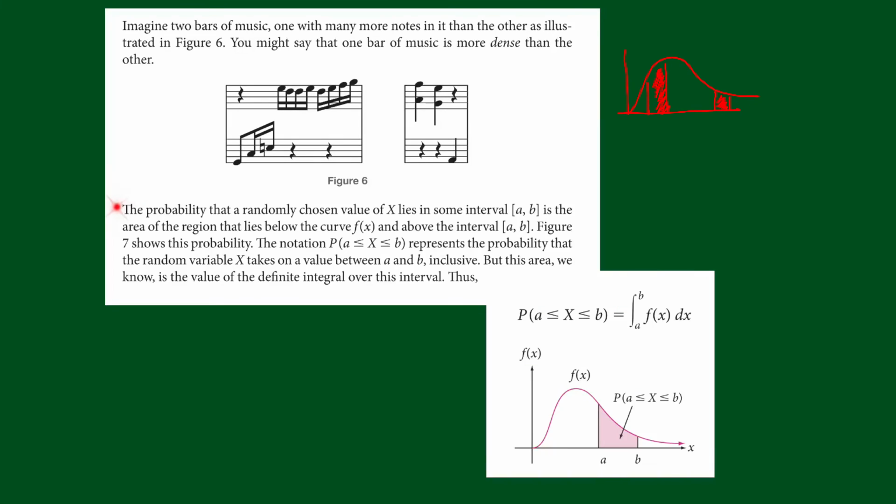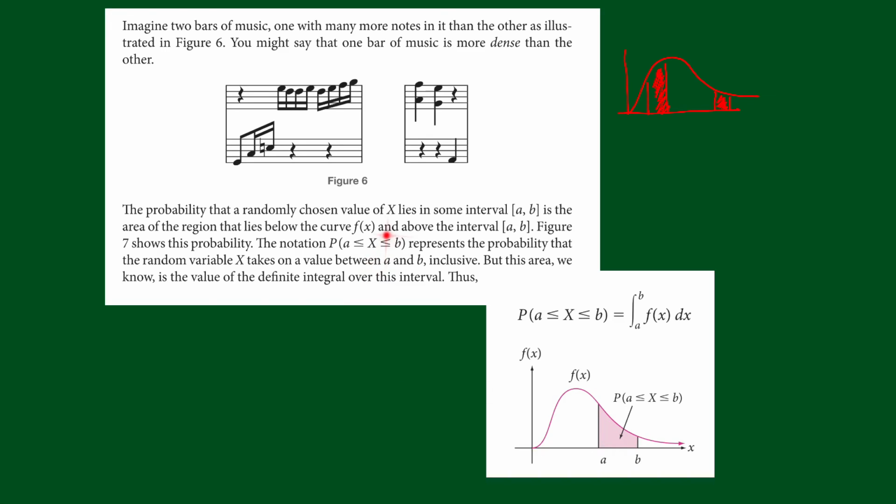To continue on down here, the probability that a randomly chosen value of x lies in some interval is the area of the region that lies below the curve and above the interval. So that's this picture down here. Now, don't worry about this for a minute. The probability that a value of x lies in this interval, like maybe 3 minutes to 5 minutes, what's the probability you do something and it takes between 3 and 5 minutes? Okay, well that area measures the probability. So this is the probability that x is between A and B, right? So what's the probability that X lands in between A and B? It's this area right here.